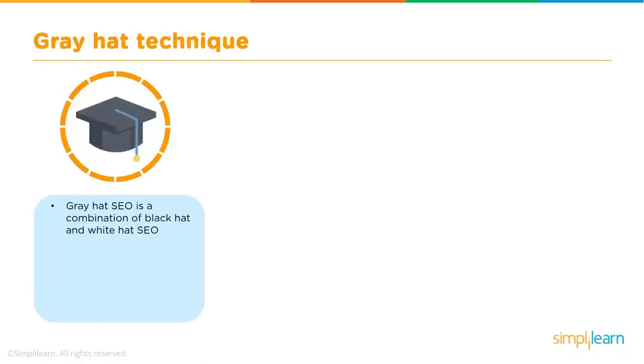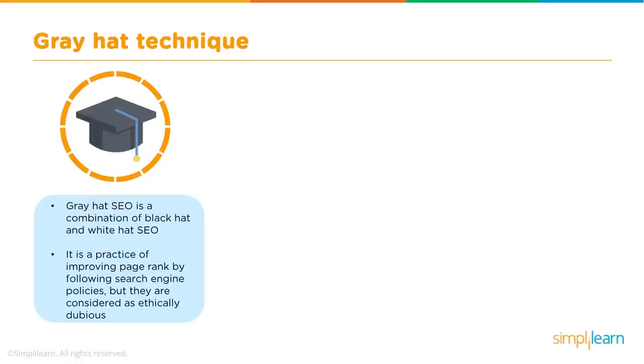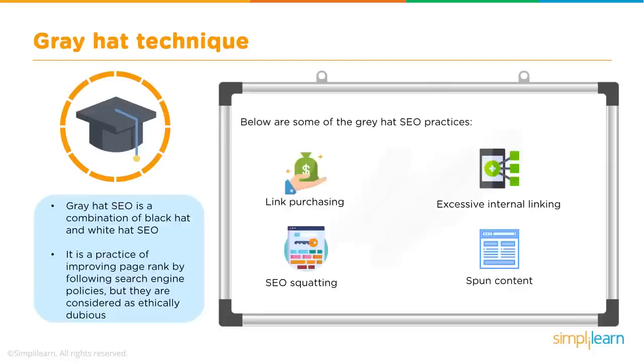So gray hat is just simply a combination of black and white. It's the practice of improving by following the policies, but they're considered ethically dubious. And so what I mean by that is, listen, you don't want to purchase links. You want links to come across naturally. You don't want to do excessive internal linking. You don't want to have a lot of links pointing to one page. It's not natural. So you want to be able to do things that are natural.